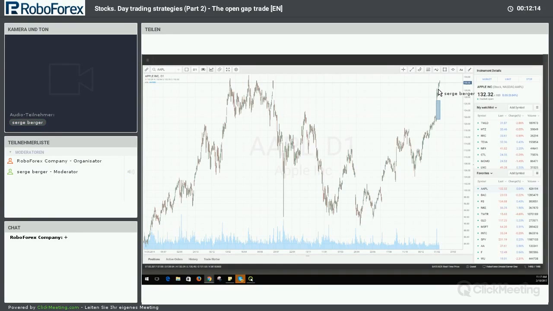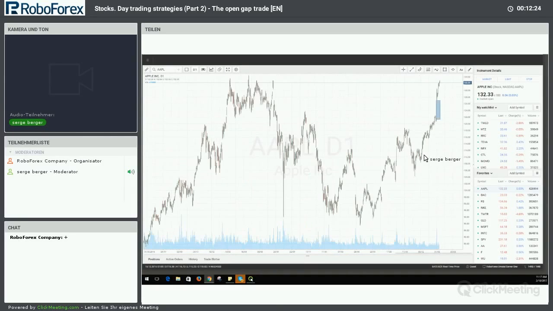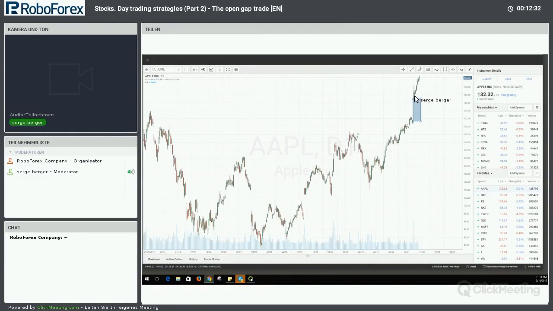So the reason for the gap was important enough that we would have wanted to take it seriously, which is to say that you probably didn't want to fade it or hope for a fade or a mean reversion move back down to take place. So that's a really important bit of information to understand.